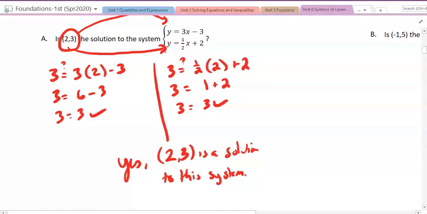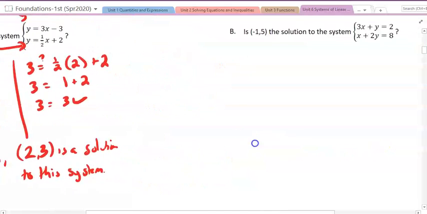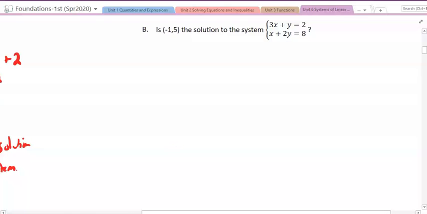Right? We haven't done any graphing yet, right? So all we've done is looked at ordered pairs and plugged them into an equation so far. Let's look at example B. Is (-1, 5) the solution to this system? 3x plus y is equal to 2, and x plus 2y is equal to 8. Let's check and find out. And we're going to do the same thing. We're going to plug this ordered pair into both equations.